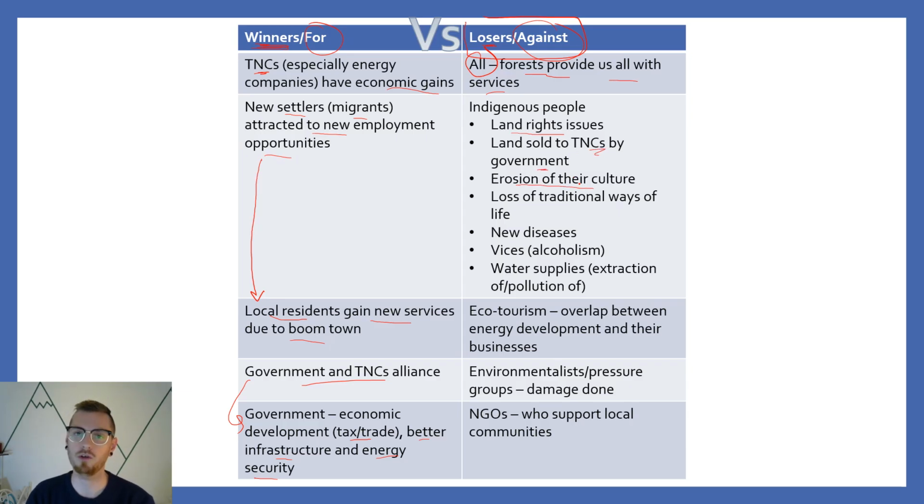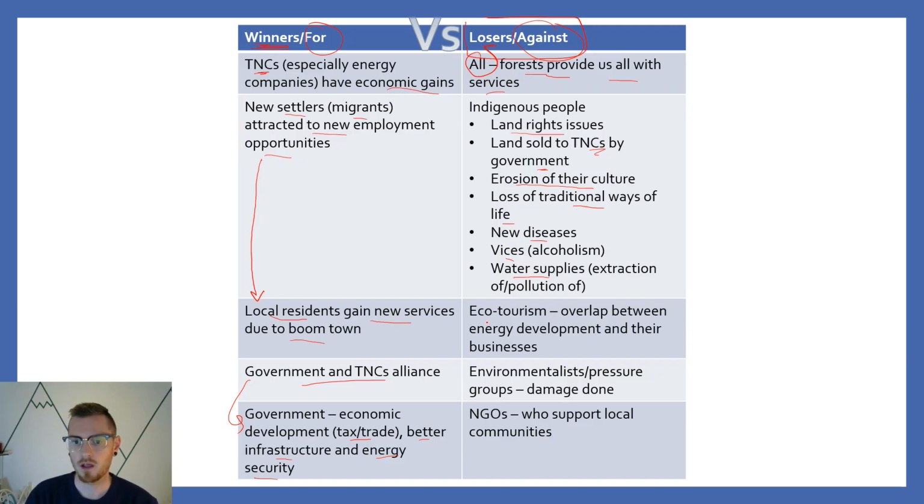They may have erosion of culture because we're getting new roads built and people moving into the area, which is going to cause a loss of traditional ways of life, especially hunting grounds. They might bring with them new diseases or vices like alcoholism. An example of that is Aboriginal Australians and modern day issues of alcoholism and lower life expectancy in that area. And there may be issues over water supplies for indigenous people because of the extraction and pollution of that by the TNCs.